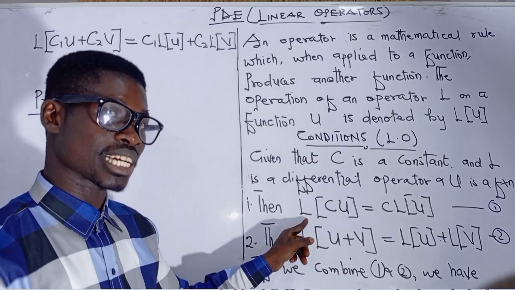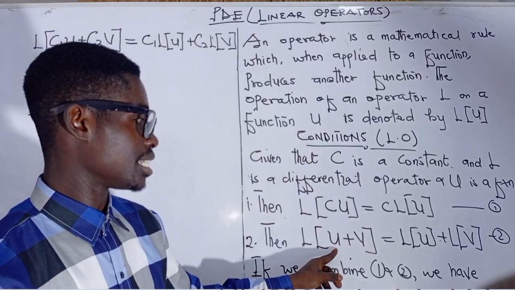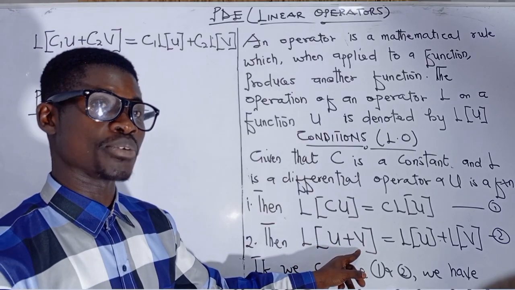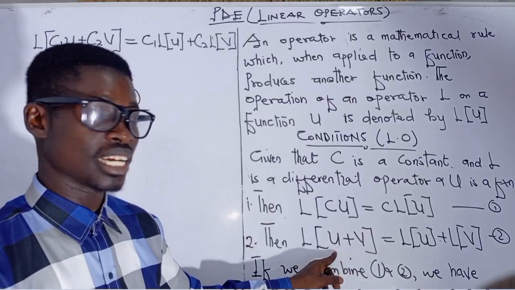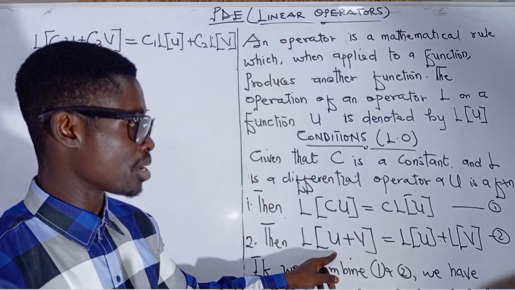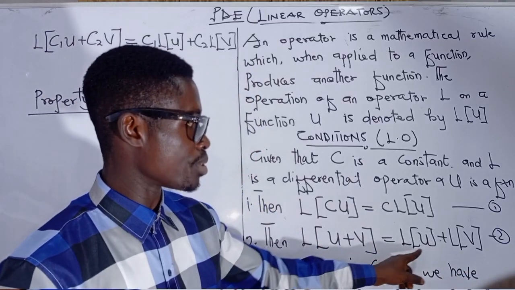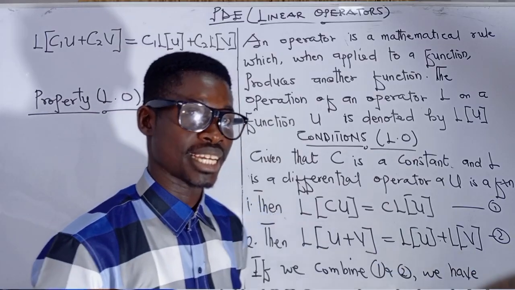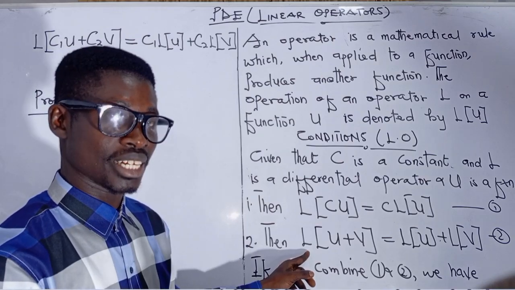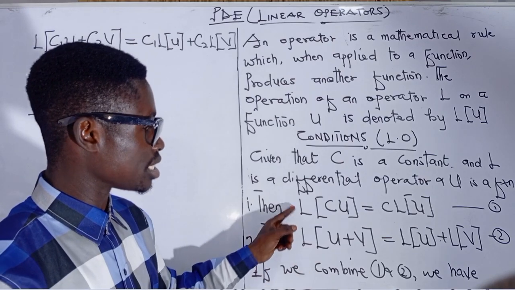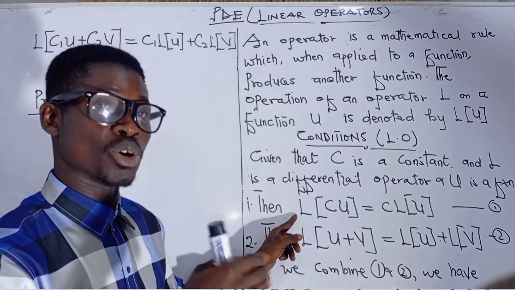Then we move on to the second condition. If we have two functions, U and V, and an operator L operating on these two functions, and after doing your algebra you realize that the left-hand side is equal to the right-hand side, that is, L operating on U plus L operating on V, then we can say that the operator L is a linear operator. So these two conditions must be satisfied for the operator L to be a linear operator.